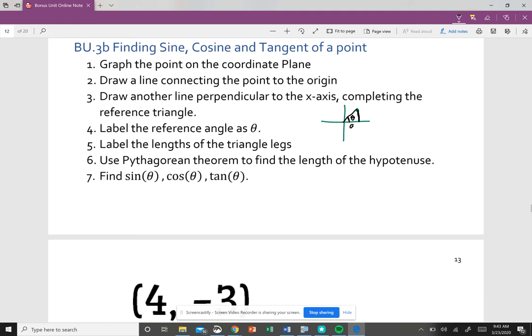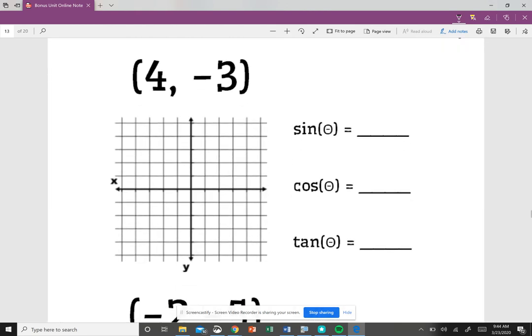Okay. Then we'll label the lengths of the triangle legs. So like here's A, here's B, here's C. We'd use Pythagorean theorem to find the point lengths. So like we'd know A, we'd know B from the point. We could find C using Pythagorean theorem. And then from that, we're going to find sine of theta, cosine of theta, and tangent of theta, which you do not need theta to find those things. You just know that theta will give you those things.